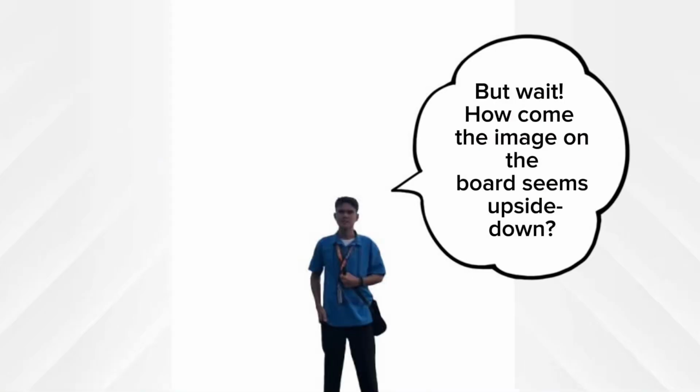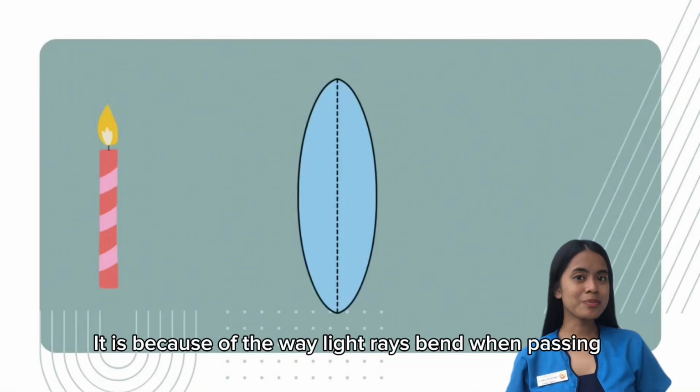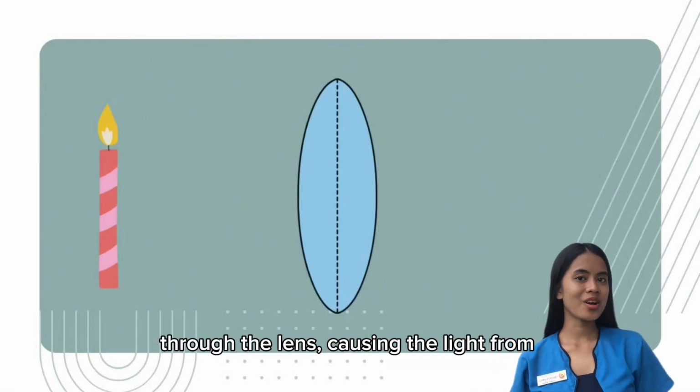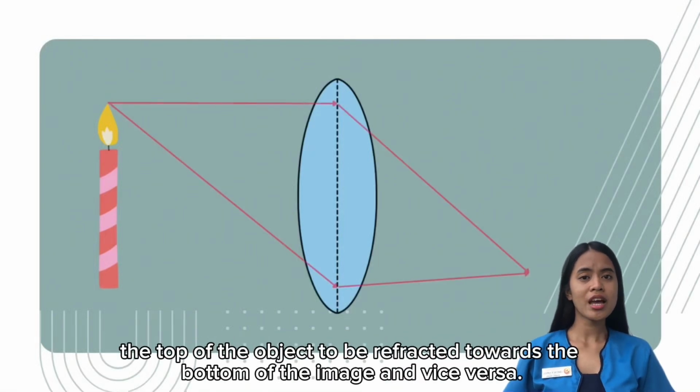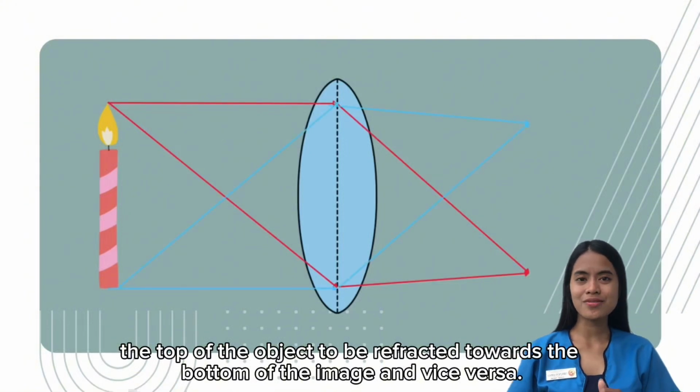But wait, how come the image on the board seems upside down? It is because of the way light rays bend when passing through the lens, causing the light from the top of the object to be refracted towards the bottom of the image and vice versa.